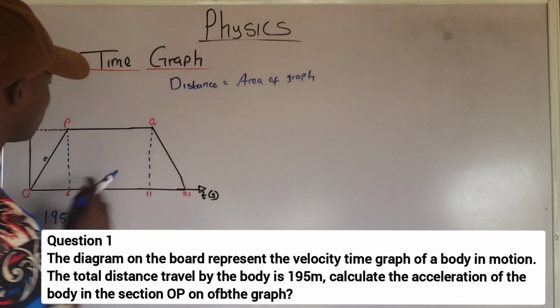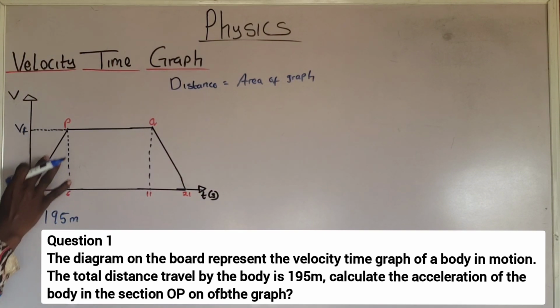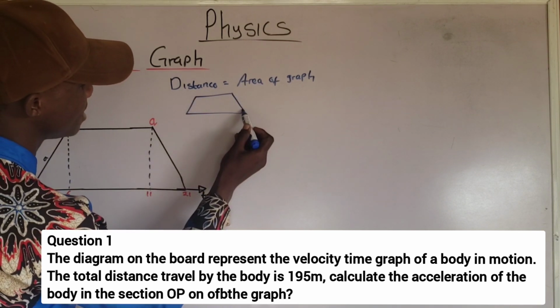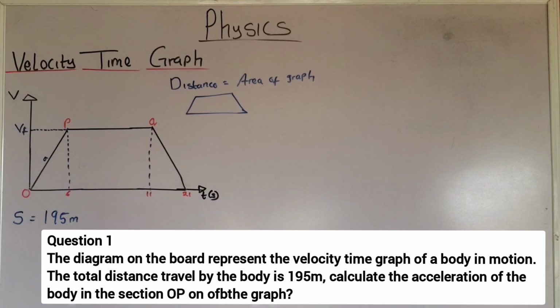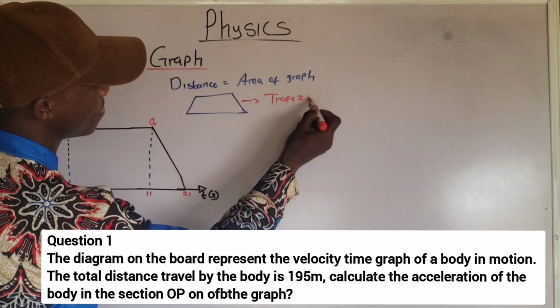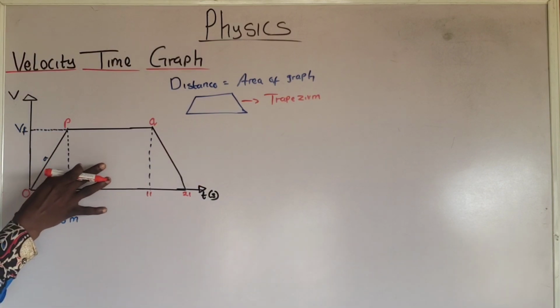Are you paying attention? Now, if you look at this graph, what shape do we have on this graph? This is the shape. Now, what is the name of this shape? The name of this shape is known as trapezium. You understand? So here we have a trapezium. Okay? Now, you know that the name of this shape is trapezium.